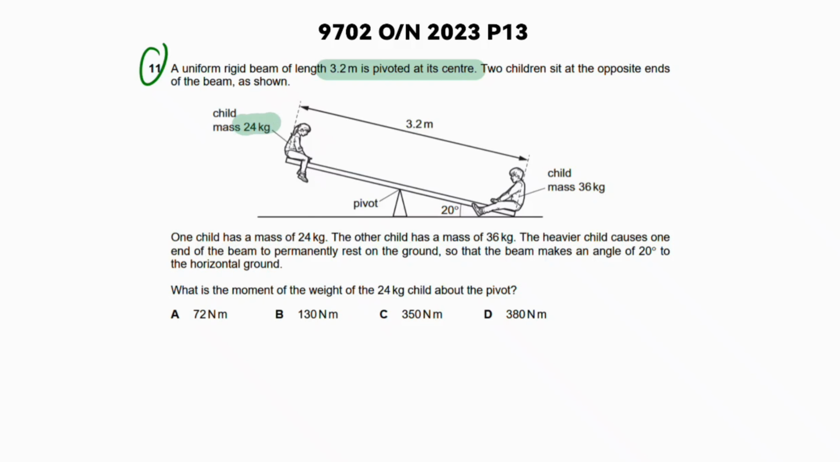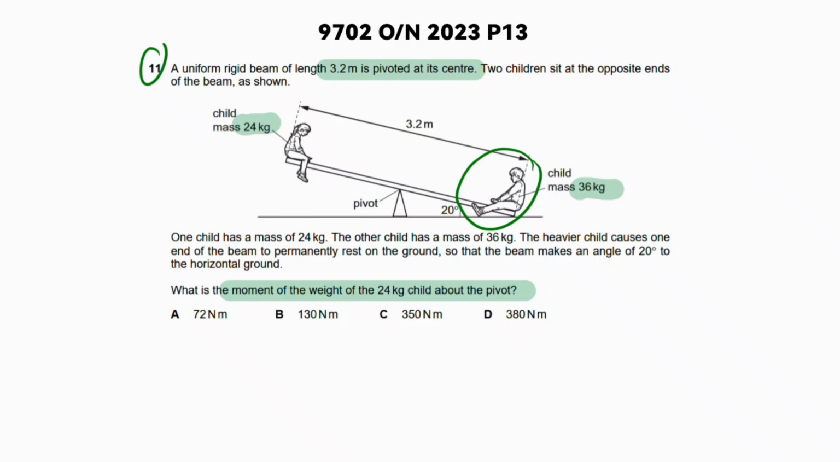Then they said one child has a mass of 24 kg, the other child has a mass of 26 kg. Okay, the heavier child causes one end of the beam to permanently rest on the ground so that the beam makes an angle of 20 degrees to the horizontal ground. So they are referring to this child. Okay, and the question wants us to find the moment of the weight of the 24 kilogram child about the pivot.